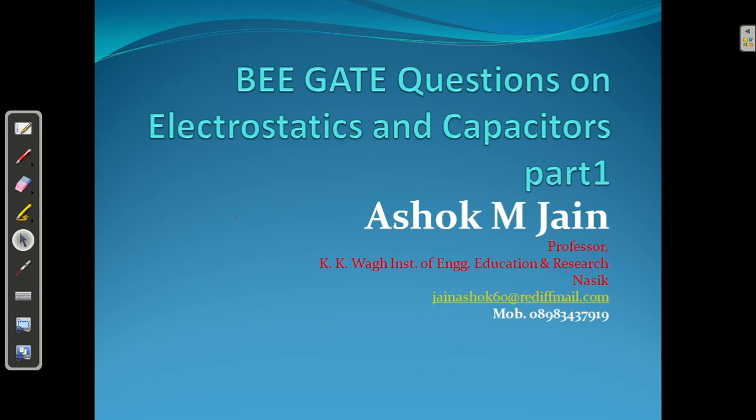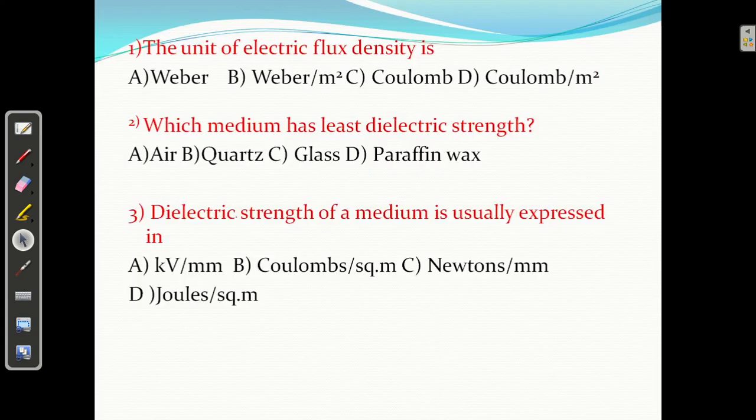In this lecture, I am going to talk about some MCQs related with the GATE and some competitive examinations. These MCQs will be based on electrostatics and capacitors. Part 1. I have developed Part 1, Part 2, Part 3 and Part 4. This is only for your test, how to solve such type of MCQs. Okay. So I'm going to talk about this.